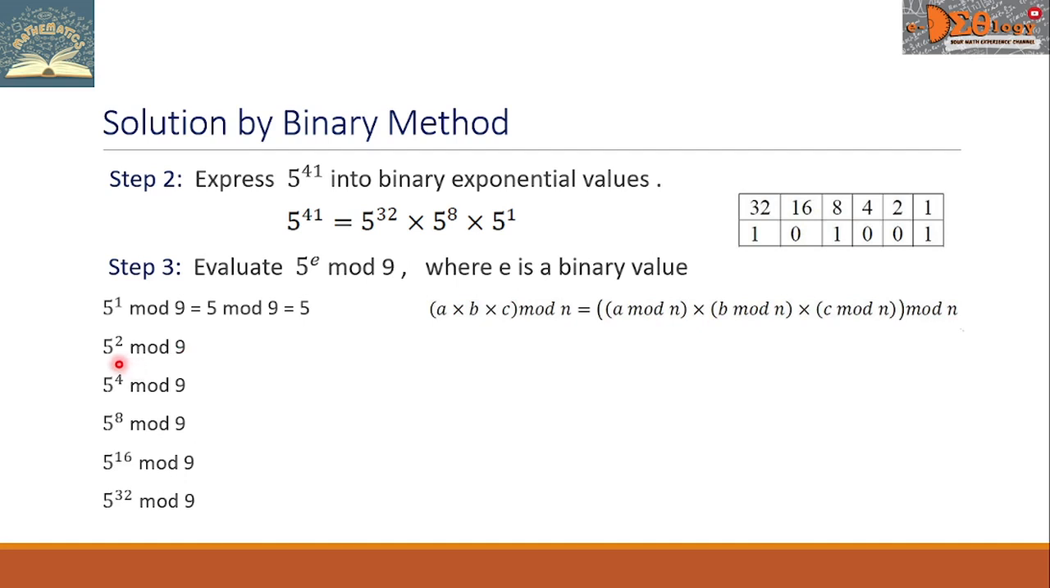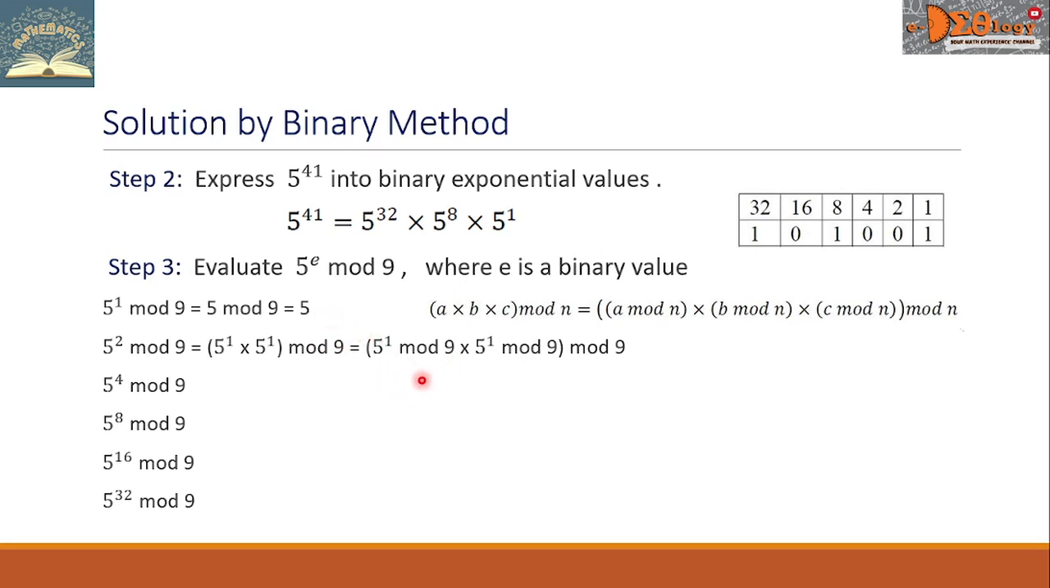Let's begin now with 5 squared mod 9. Considering our first modulo here, we can write 5 raised to 1 times 5 raised to 1 mod 9. Then we use our identity. We can write like this, 5 raised to 1 mod 9 times 5 raised to 1 mod 9, then mod 9. We can get the value of this 5 raised to 1 mod 9 from the first step. We can see that the value is 5.